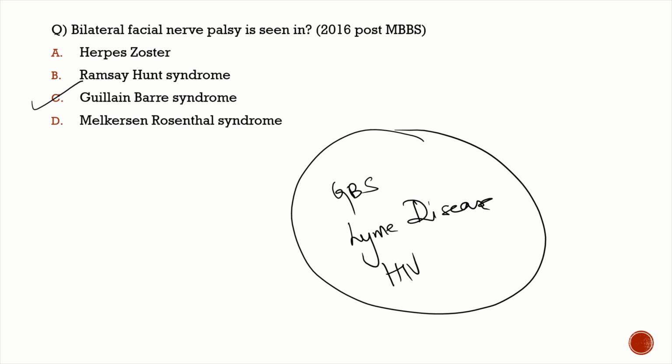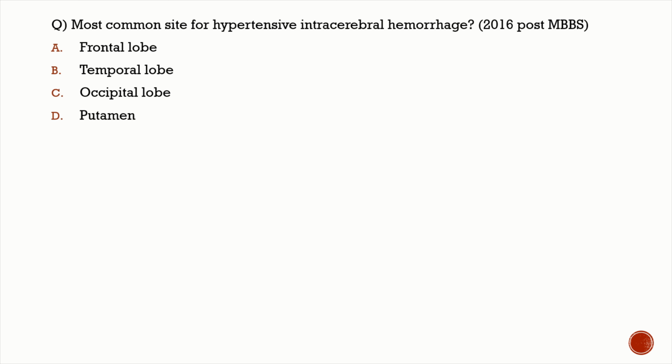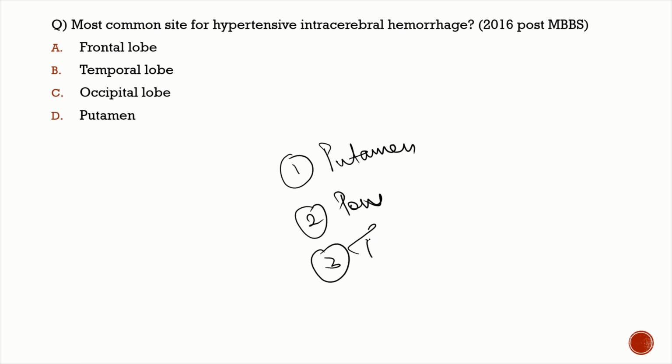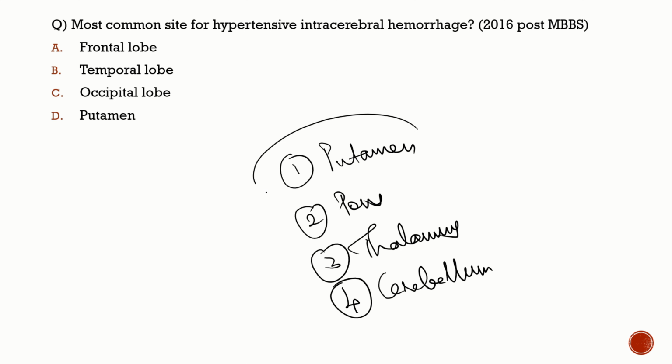Okay. Most common site of hypertensive intracerebral hemorrhage. Remember, the 4 important sites are the putamen, the pons, the thalamus, and the cerebellum. These are the 4 major sites of hypertensive intracerebral hemorrhage. But the most common of these 4 is going to be putamen. So the answer is putamen. This is a very frequently asked question in NIMHANS. So don't forget, putamen, most common site of hypertensive bleed.